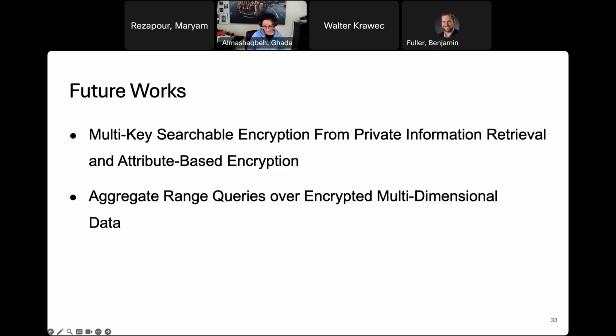in-progress projects. One of them is multi-key searchable encryption, and the other one is the aggregate range queries over encrypted multidimensional data. For the second one, it's a long time we have started this project and we have the idea. The first one, we also have some candidate idea and we are working on it. So it's a newer one, yeah. Well, just to strengthen that, I think the ideas, we have pretty high confidence that both of these ideas work.